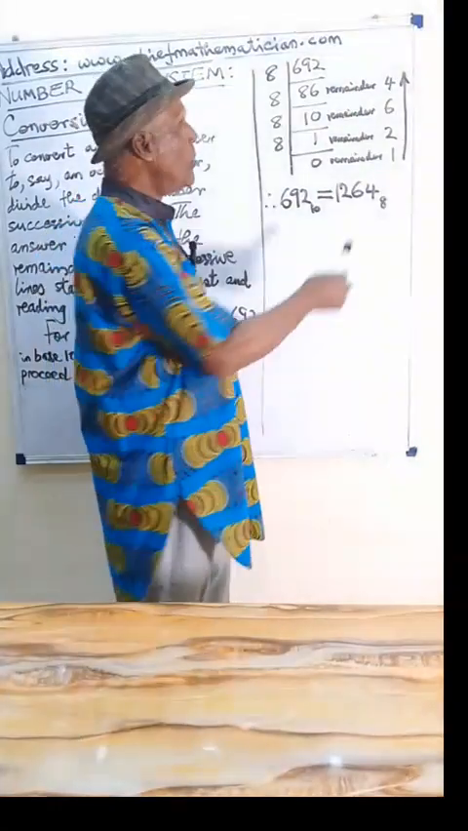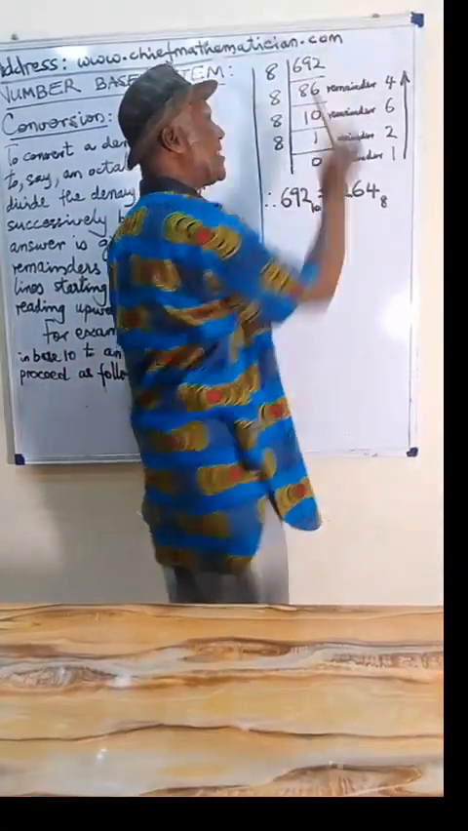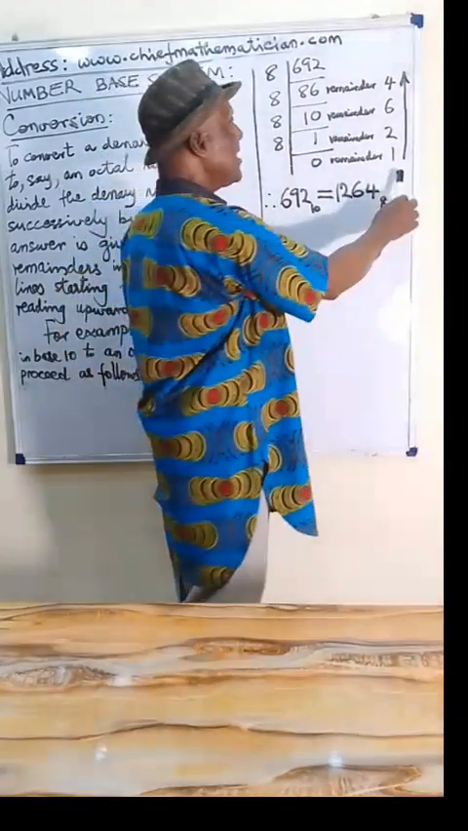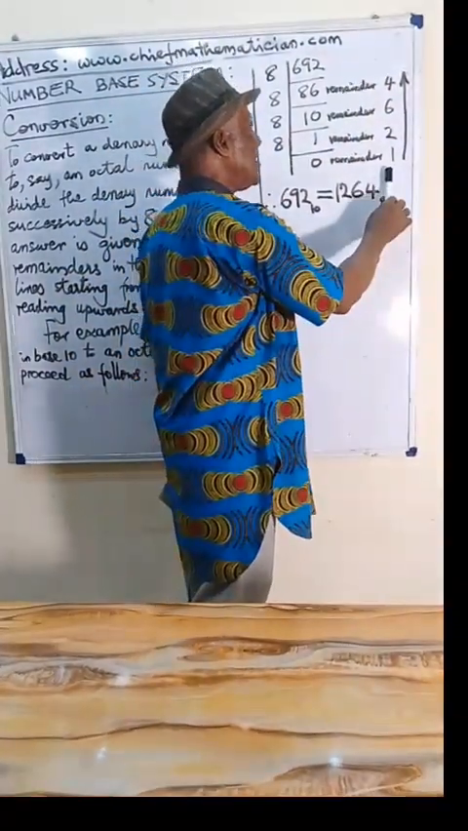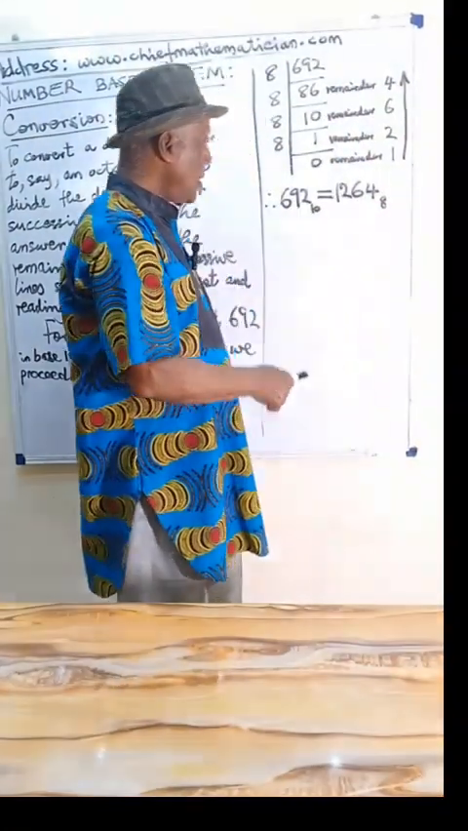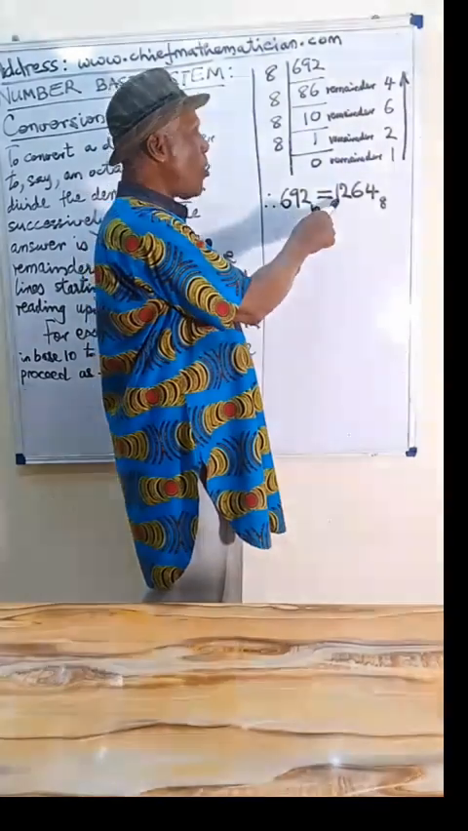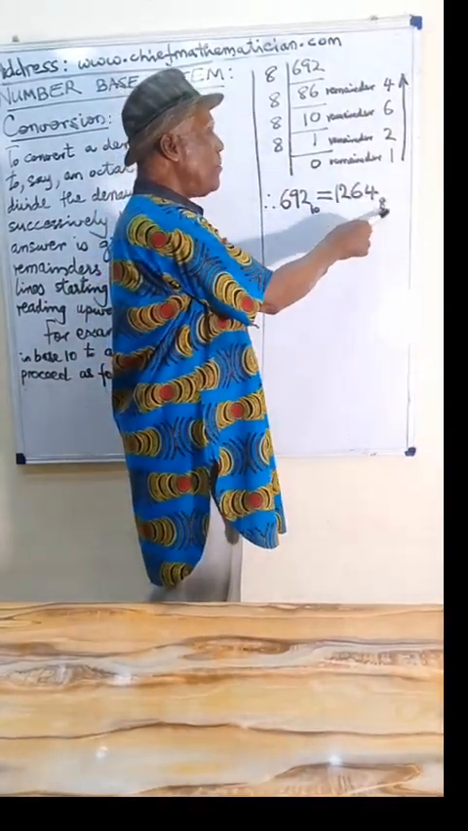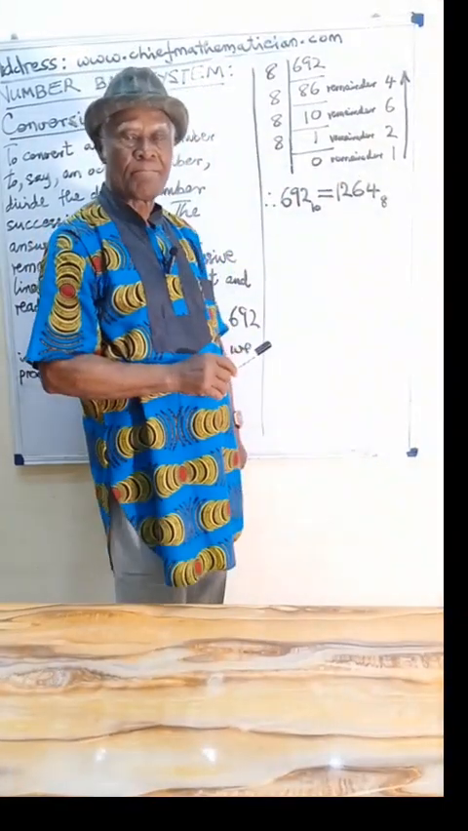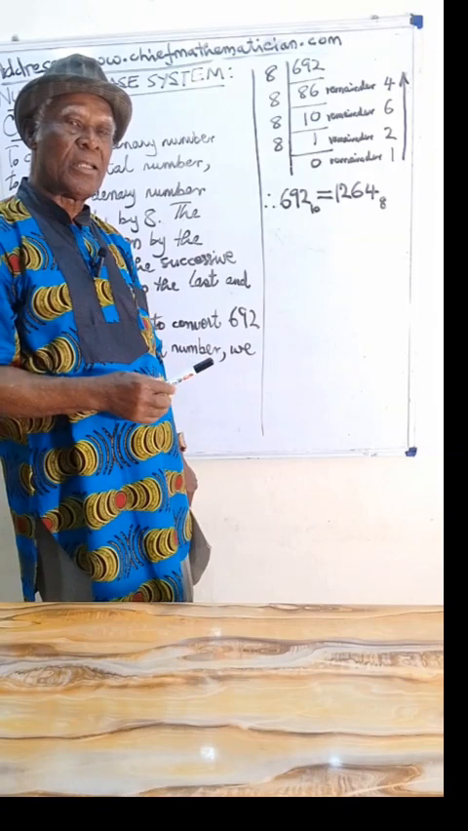And now what do you do? You arrange these remainders upwards. You can see the arrow. Therefore, 692 in base 10 is equal to 1264 in base 8. I hope you followed the process.